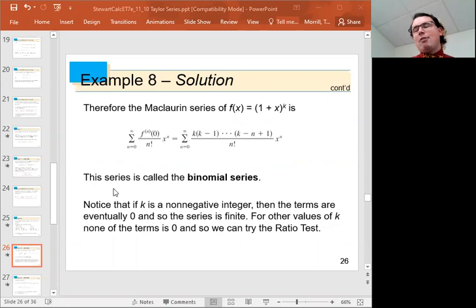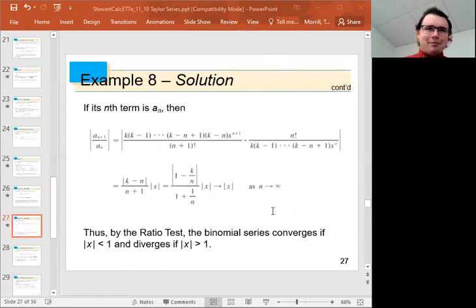So we were already saying that if k was a whole number, then we're just going to get a polynomial. But we kind of knew that already. 1 plus x raised to a whole number power, that's absolutely a polynomial. Now, if we want to have a k that's not a whole number, we're going to use the ratio test.